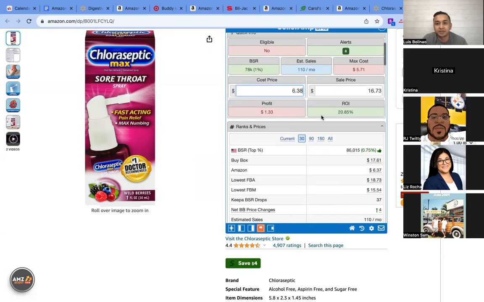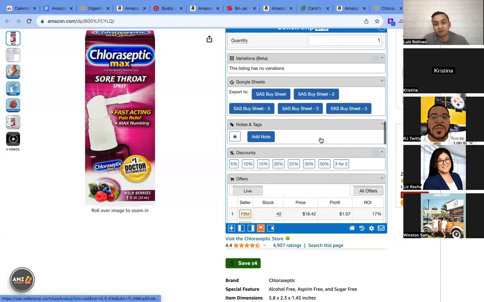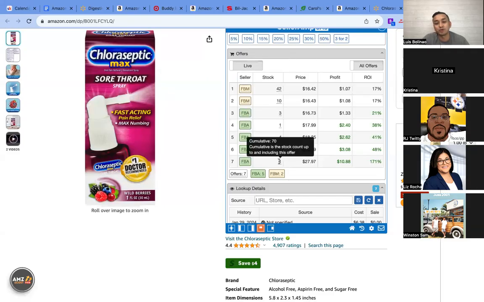And then from here, I look at the ROI. So I like to go for products that have at least 20% ROI. So this one to me is good. And then this one is selling 100 times a month, which is pretty good, right? And then from here, I look at supply and demand. So demand is this, 110 sales a month. And then here I look at the other sellers. And then I decide, am I going to be willing to share 110 sales a month with these other sellers? And you have to answer yes or no, right?